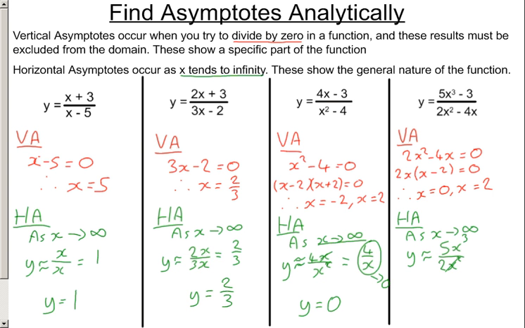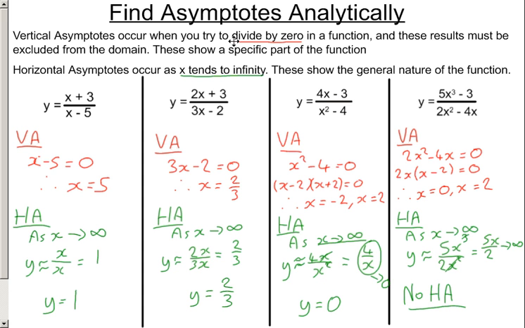Again, we can cancel, the 2x squared cancels with the x cubed on the top, which gives us 5x over 2. Now what happens to this as x tends to infinity? Well, this one actually also tends to infinity. As x gets bigger and bigger and bigger, 5x over 2 also gets bigger and bigger and bigger. It's huge. What this actually means is there is no horizontal asymptote in this example, because as x gets bigger and bigger, the value of y continues to get bigger and bigger. It doesn't get closer to a single number.